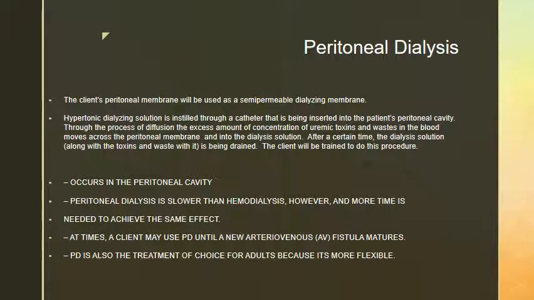So peritoneal dialysis is used when the patient's own peritoneal membrane is used as the semi-permeable dialysis membrane. The solution is instilled through a catheter that's inserted into the patient's peritoneal cavity, and that solution sits there sometimes for hours, sometimes continuous, sometimes for minutes, depending on what kind of dialysis they're getting. It's a highly concentrated dialysis solution, so it pulls the waste products from the body into the solution, and then the solution is drained off the body.